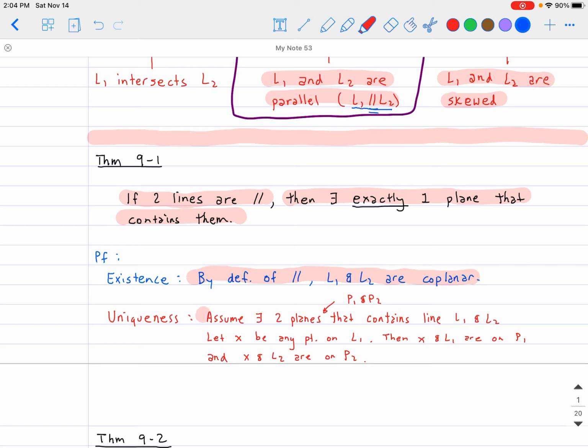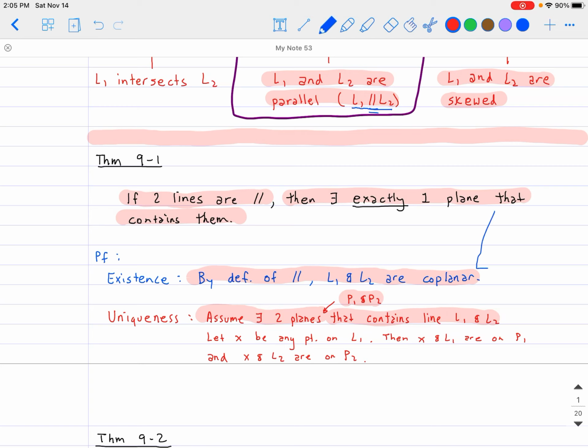So we're going to assume that there are two planes, we'll call them P1 and P2, that contain both line 1 and line 2. Now, that sounds kind of weird already, but that's how it works. Because remember, if you're doing a uniqueness, you usually do an indirect proof. So we're going to draw a quick picture of this so you can see how that works.